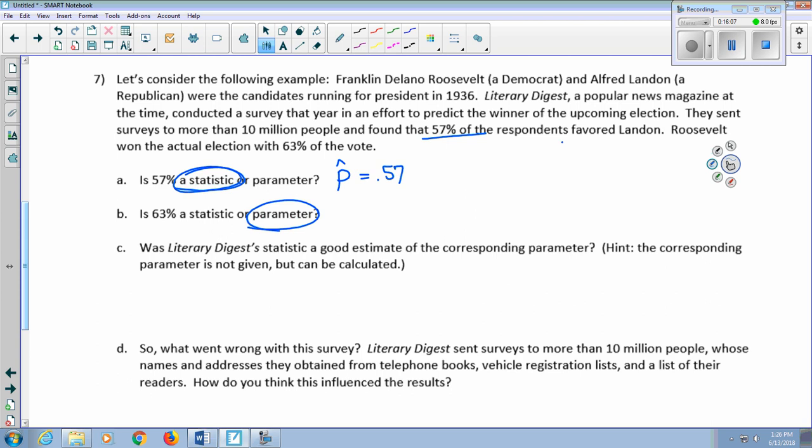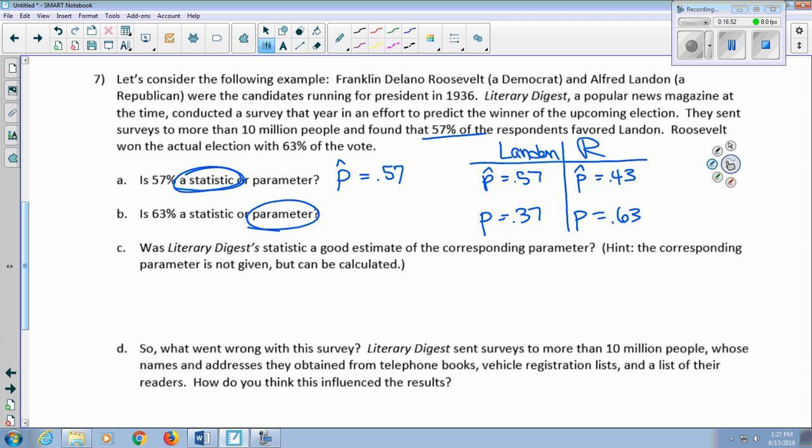Actually, let's write this down as a little chart so that we can see what happened. For Landon, and I'll just put R for Roosevelt, the survey said 0.57 were going to vote for Landon, which means the number that would vote for Roosevelt was 0.43. And actually what happened was that 37% voted for Landon, and 63% voted for Roosevelt. So was the Literary Digest statistic a good estimate of the corresponding parameter? And the answer is no.